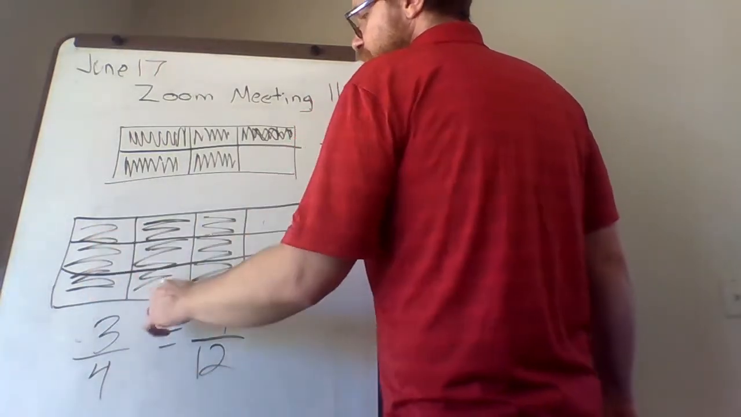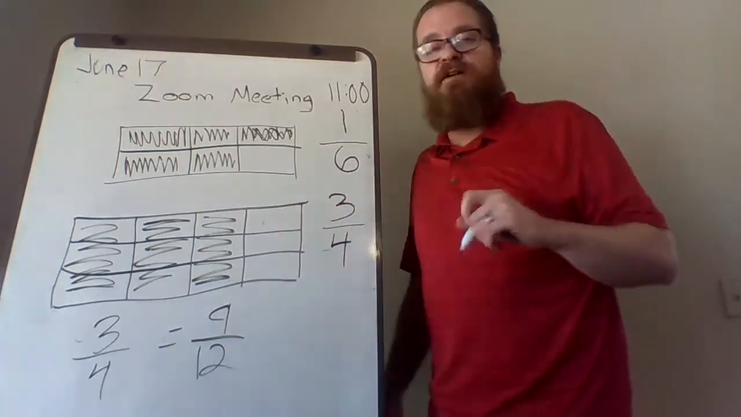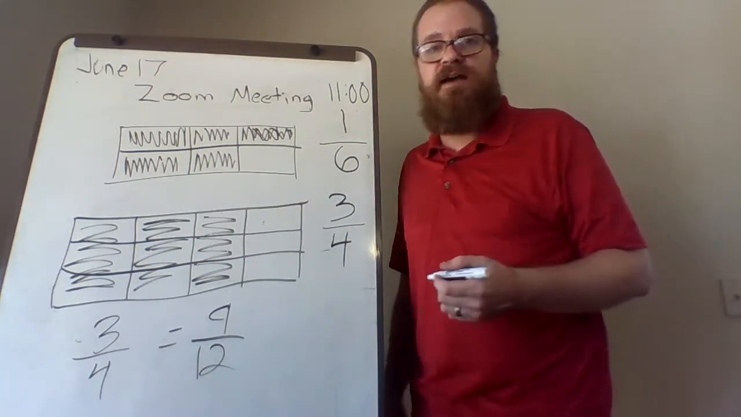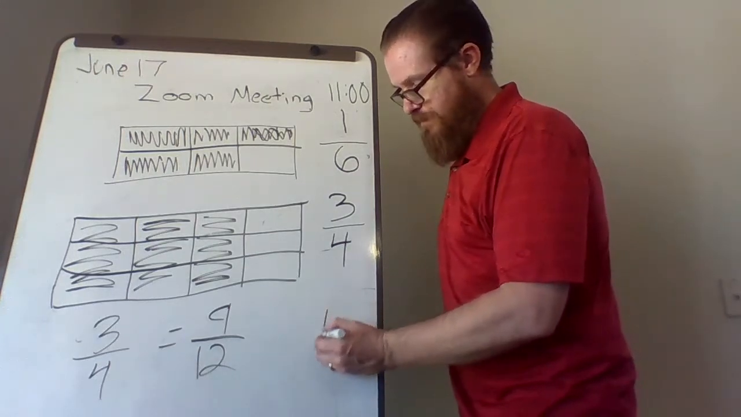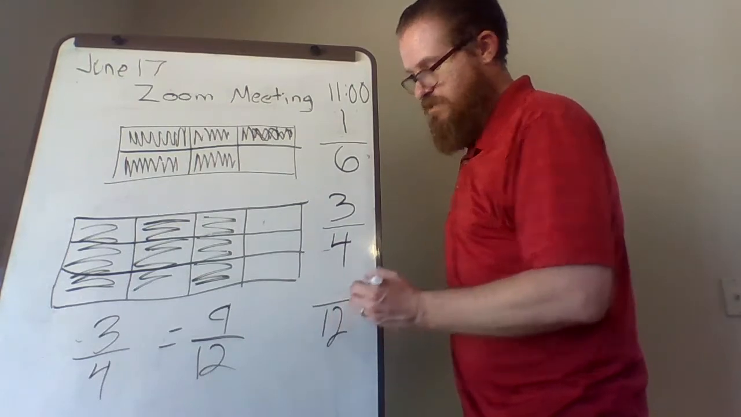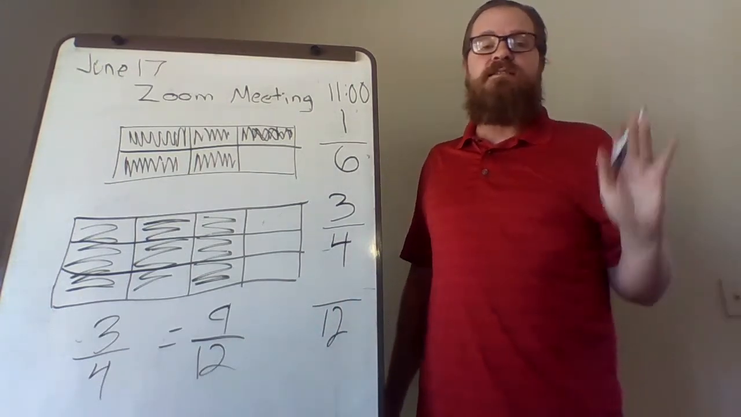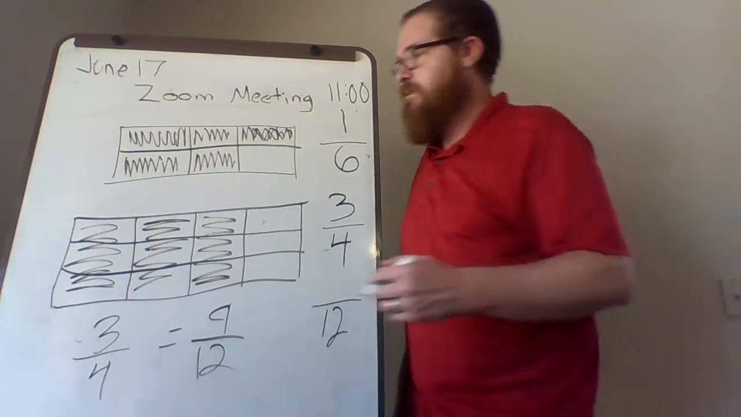All right, so let's count how many sections are in the whole thing. 1, 2, 3, 4, 5, 6, 7, 8, 9, 10, 11, 12. I'm counting how many sections are in the whole thing, so I'm not worried right now about how much is shaded in, just how many are in the whole thing. And there are 12 sections in the whole thing. Now, I want to know how many are shaded in, so I'm going to go back and just count the boxes that are shaded in.